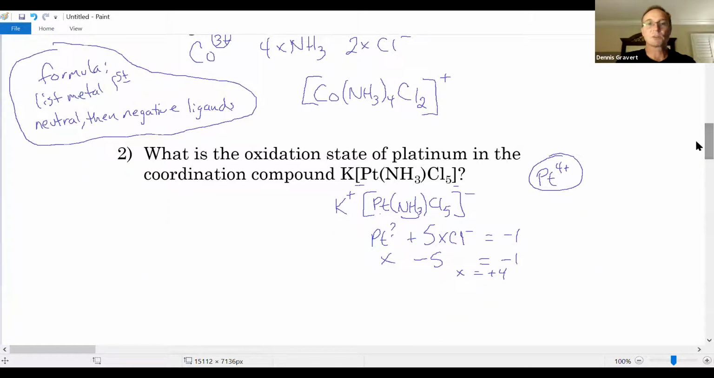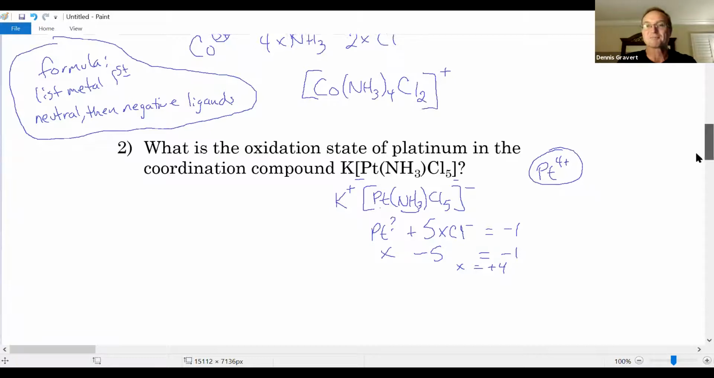Oxidation state, just work backwards. Figure out what the counter ions' charge is, and how many there are, and then they'll tell you the charge of the whole complex. Then look within the complex to find those charges. Working backwards, you can figure out the charge of the metal, the oxidation state.